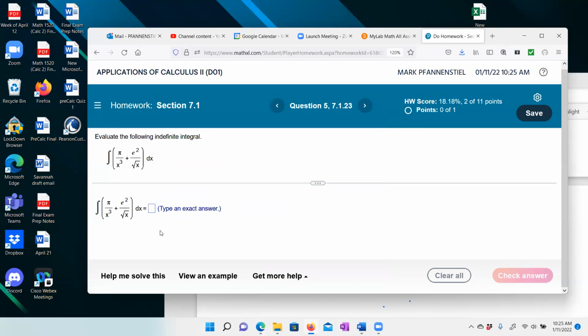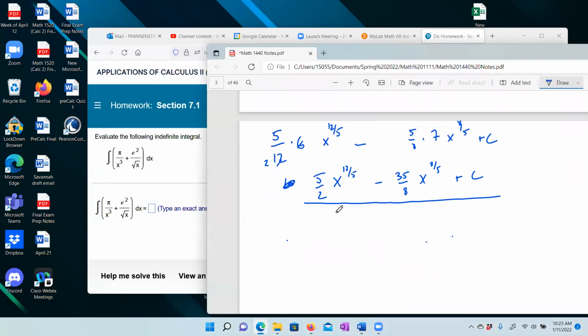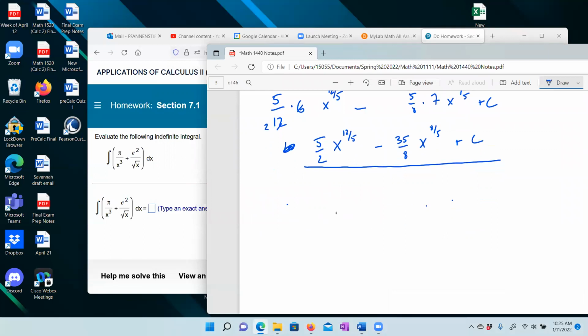All right, this is the first kind of thing we talked about, that we have to put things in the numerator rather than the denominator. So there are a couple of things you have to look at when you're taking this problem apart. So we have pi over x cubed plus e squared over square root of x.